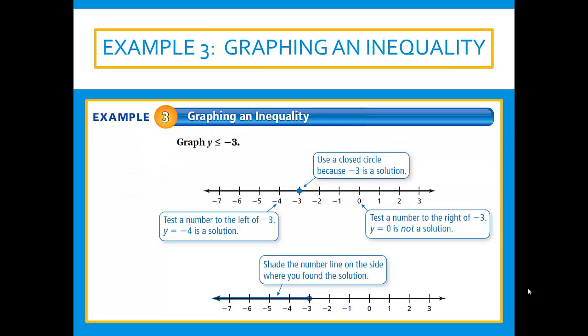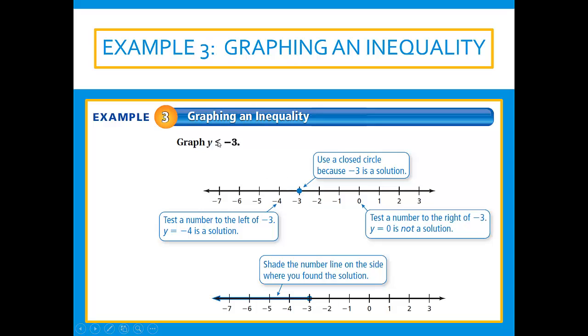For our third example, we're graphing an inequality. Graph y is less than or equal to -3. We would have a closed circle because -3 is a solution, because it says it could be equal to. This equal to part here tells us it's going to be a closed circle. So we have a closed circle.